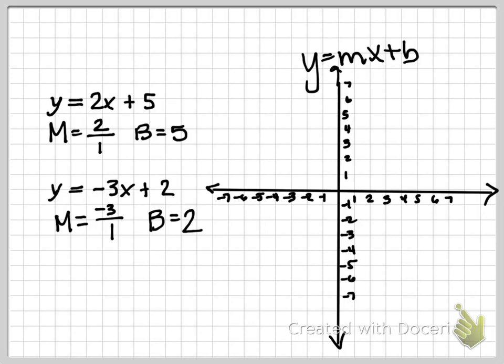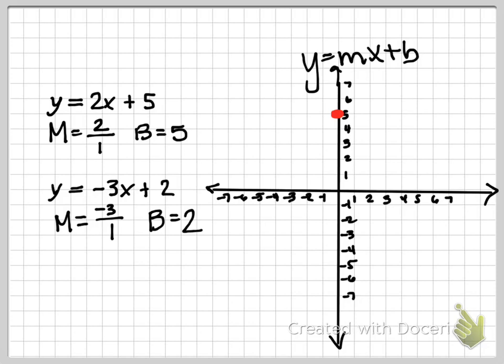You always graph the y-intercept first. What is my y-intercept in this first equation? 5. So all I've got to do, remember, the y-intercept is just where that line crosses the y-axis. So it's going to be 5. So I go to 5 on my y-axis. That's my y-intercept.